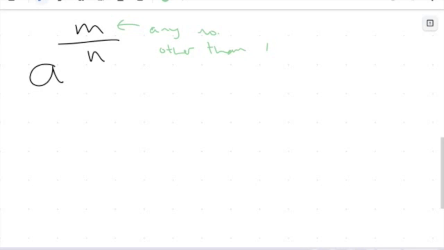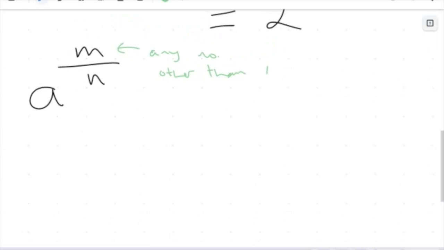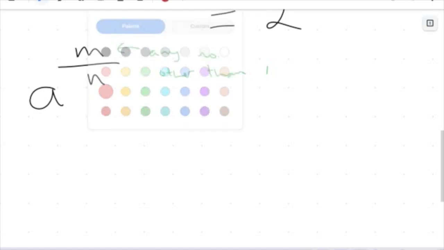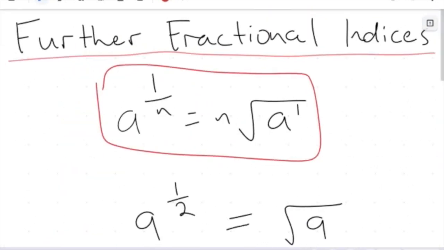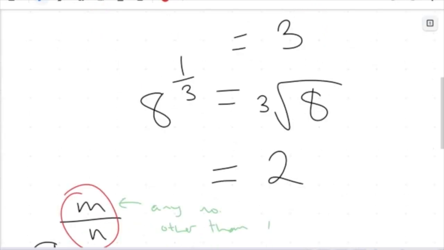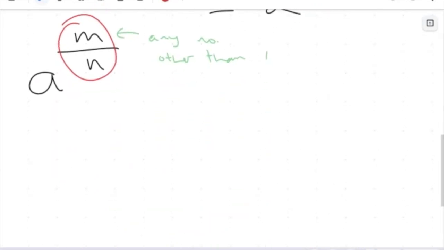Now, what do we have here? I have a to the power of some kind of fraction. Now, I want you to have a think, is there any way we can get this fraction using anything we know about indices or index laws? If we can get this fraction to something like 1 over n, which we're used to. Feel free to pause the video if you need some time to think.